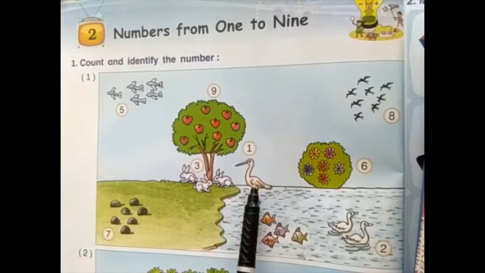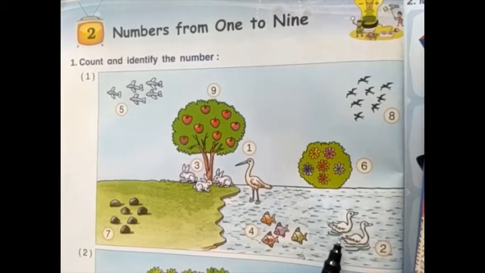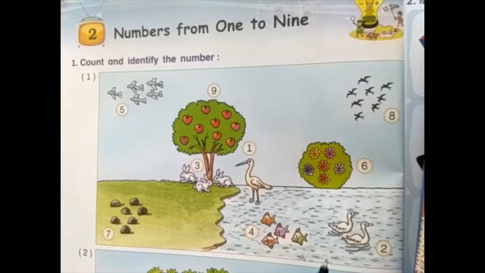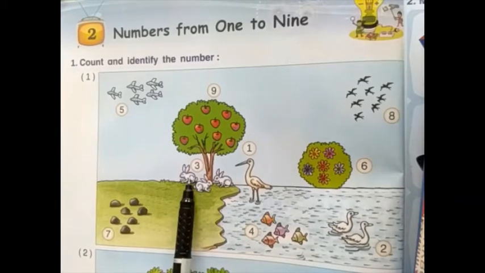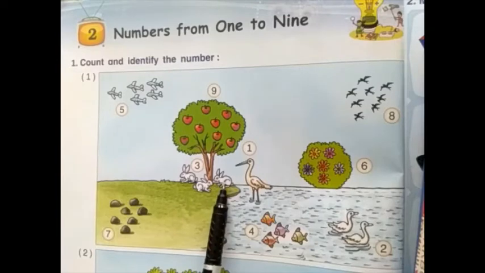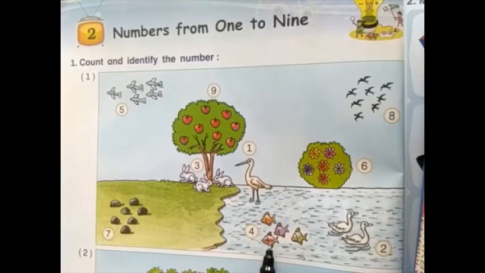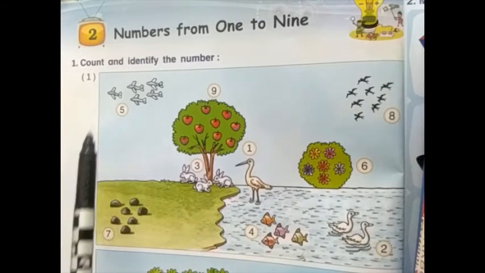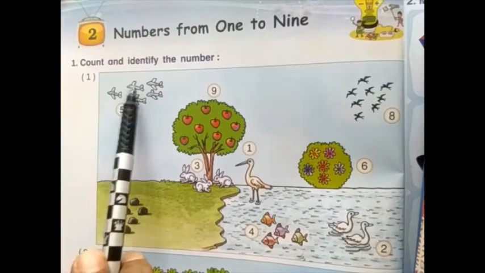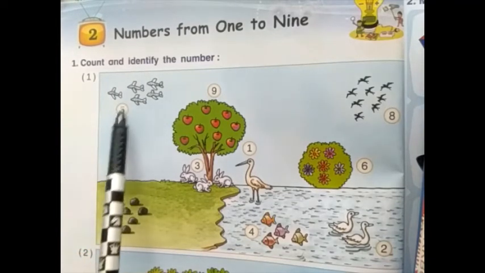There is one crane, and there are 2 ducks, 1, 2, 2 ducks. Then 3 rabbits, 1, 2, 3, and there are 4 fishes, 1, 2, 3 and 4 fishes. Then 5 airplanes, 1, 2, 3, 4, 5 airplanes.